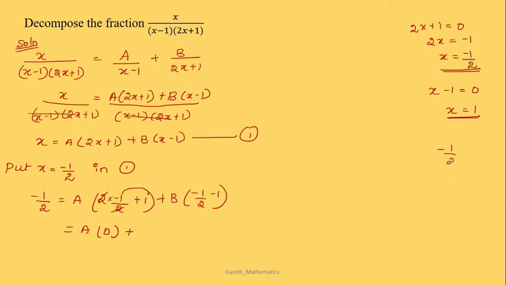Plus b times minus 1 by 2 minus 1. This can be simplified by using LCM. If there is nothing there, you have to consider it as 1. So the denominator you have to make 2, so you have to multiply the numerator and denominator with 2. So it is minus 1 minus 2 divided by 2. So it is minus 3 by 2.